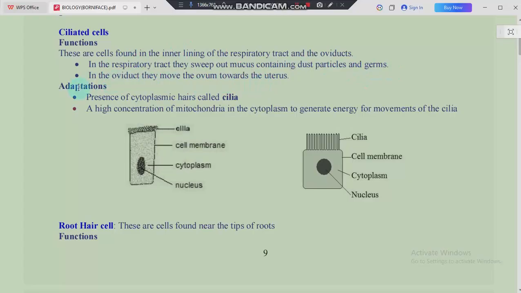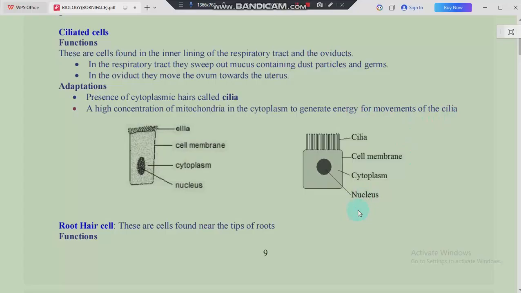And then the adaptations or the features that this cell has in order to perform its function. Number one, it has the presence of cytoplasmic hairs that we call the cilia. Okay, so this structure we are seeing on top, we call it the cilia, and we say this cilia is the one which helps to sweep out mucus containing dust particles and germs. And then number two, this ciliated cell has a high concentration of mitochondria in the cytoplasm to generate energy for the movement of the cilia.